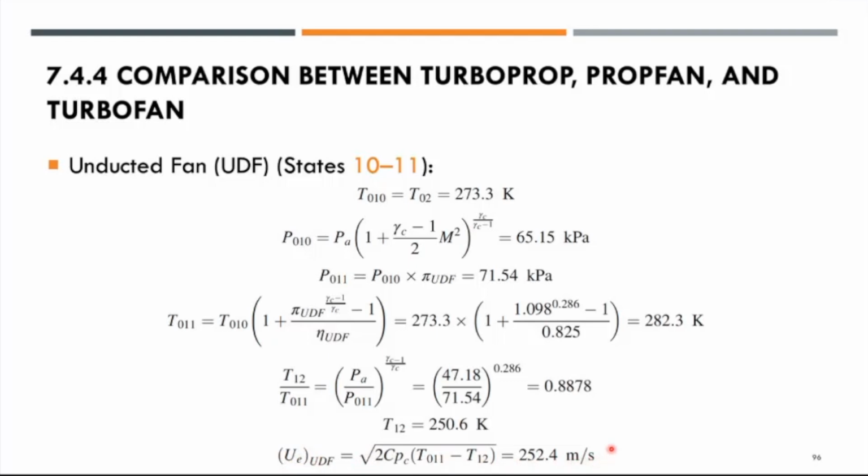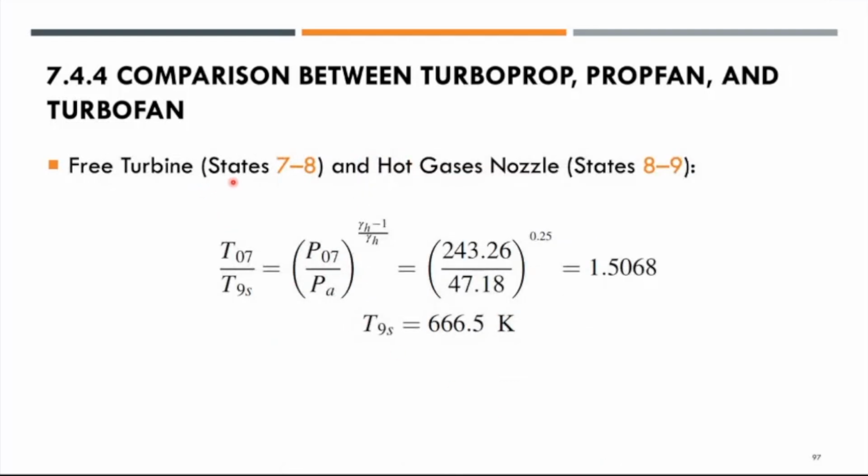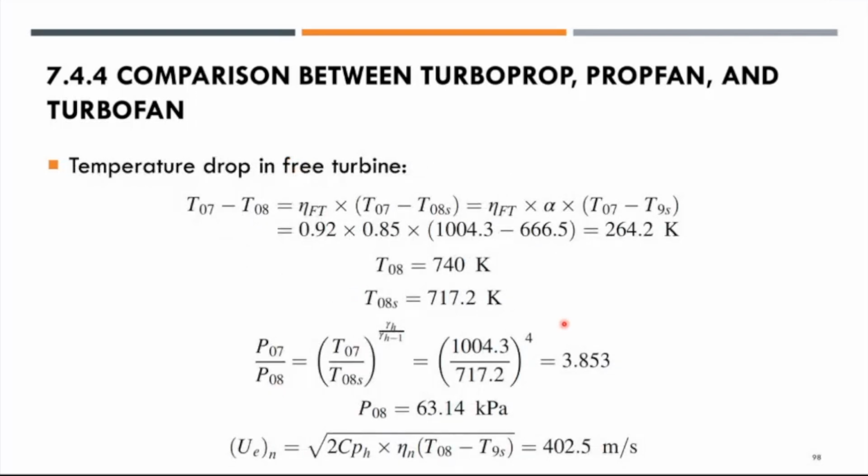252.4 meter per second. With regard to the free turbine, state 7 to 8, and the hot gases nozzle, state 8 to 9, right? So we have T07 over T9, which is equal to the P07 over PA. You can then get the ratio to become 1.5068. Eventually, you get the value of T9 as 666.5 Kelvin. Temperature drop in the free turbine, T7 minus T08, right?